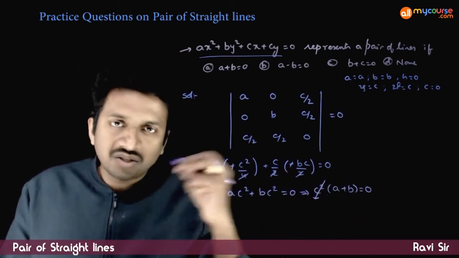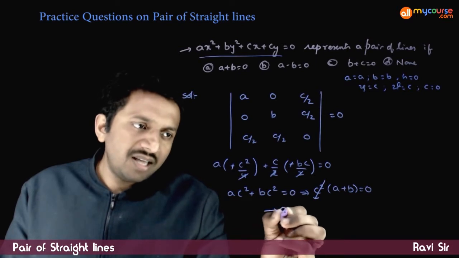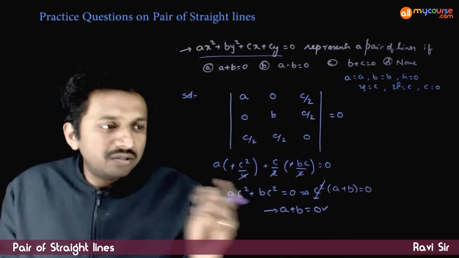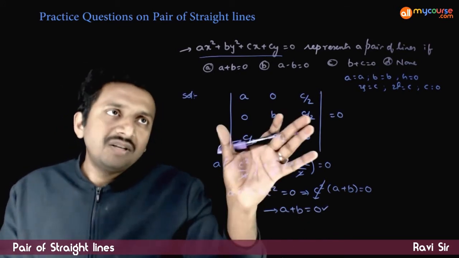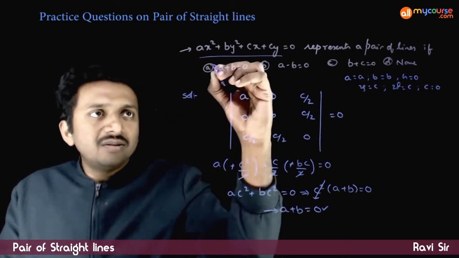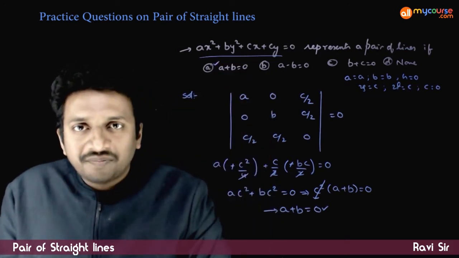So if you assume c is not equal to 0, then a plus b has to be equal to 0. So if a plus b is equal to 0, this equation represents a pair of lines. So option A is the right answer.